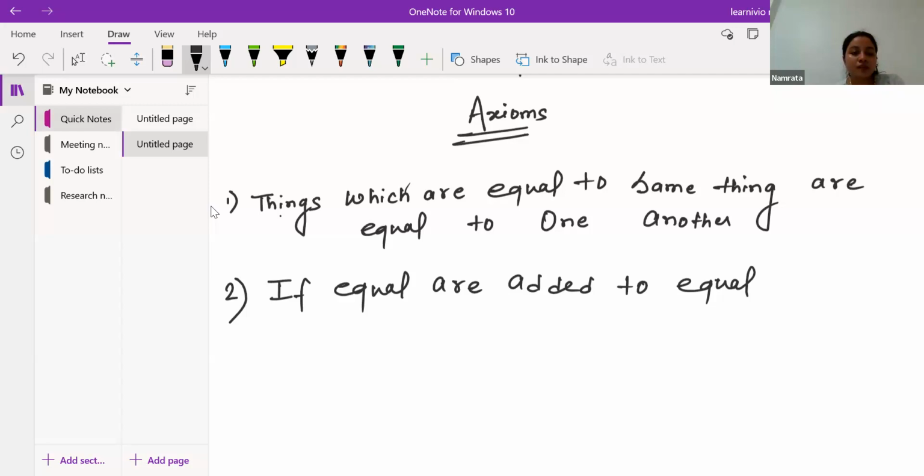So the first question says, solve the equation x plus 4 is equal to 10 and state Euclid's axiom used. So x plus 4 is equal to 10, right? And we have to tell which axiom we are going to use here. Just after a while, we will get back to this question. Let's discuss a few axioms and then we will do this question. I am writing it separately.